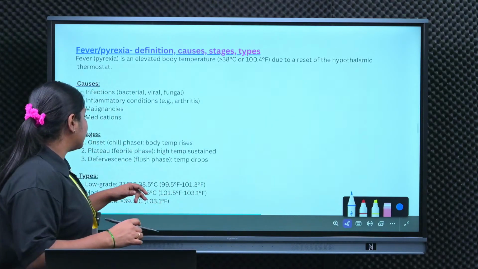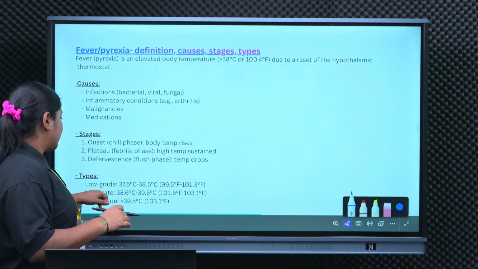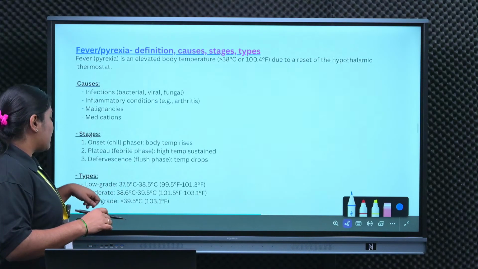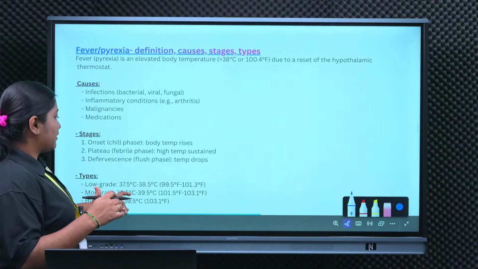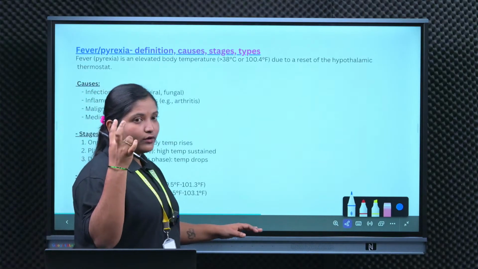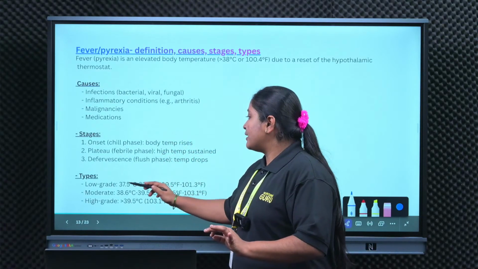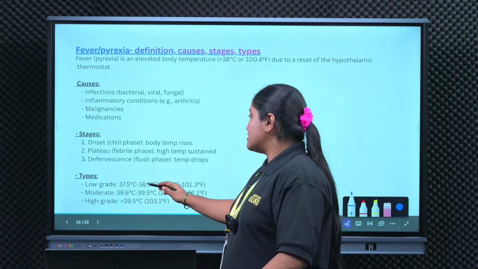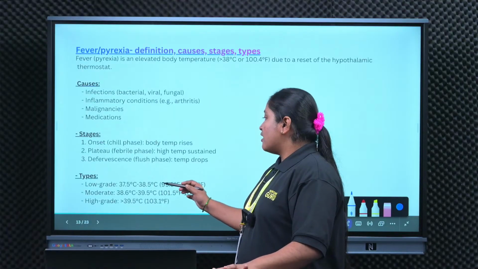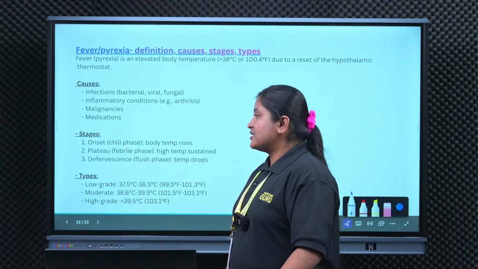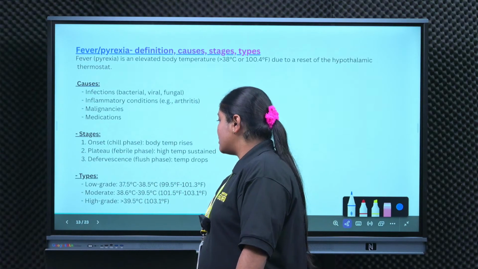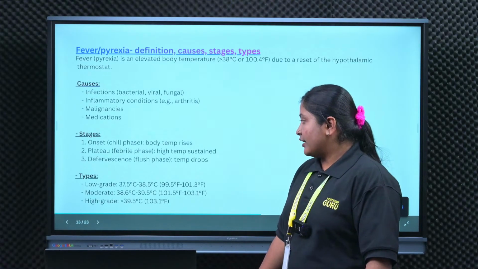Next we can see the types of temperature: low grade, moderate and high grade. So three grades are there. Low grade means 37.5 degrees Celsius to 38. The next one, moderate, means 38.6 degrees Celsius to 39.5 degrees Celsius.